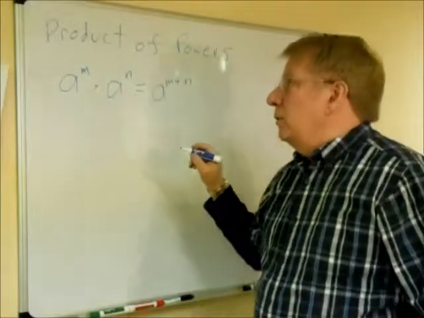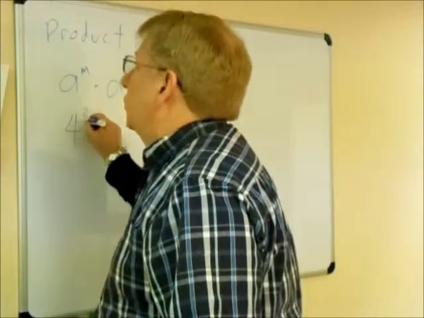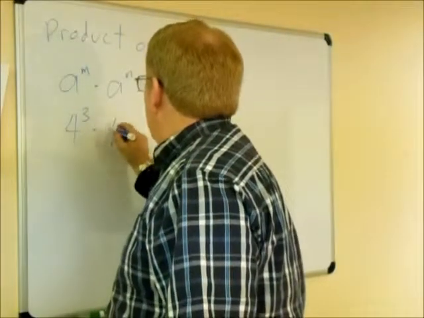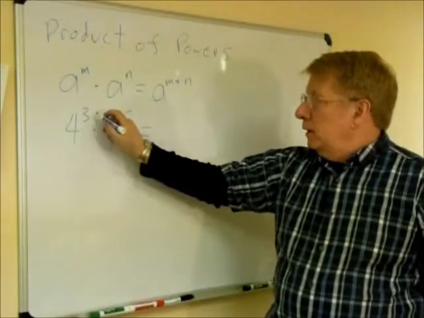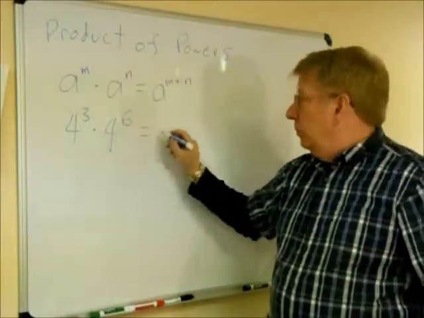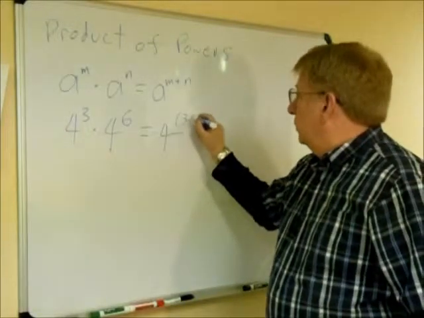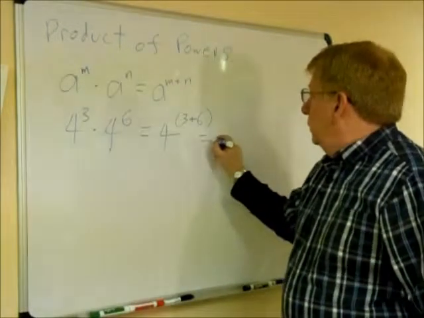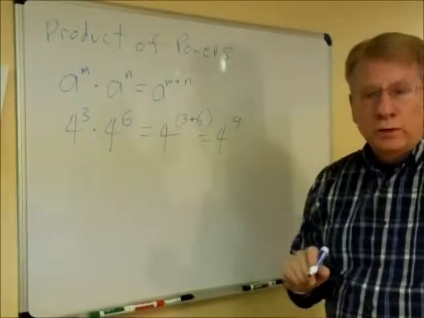An example of that would be, let's say we have 4 to the third times 4 to the sixth. In that case we would add the exponents of these two. So we'd have 4 to the 3 plus 6, which is 4 to the ninth. That's the product of powers.